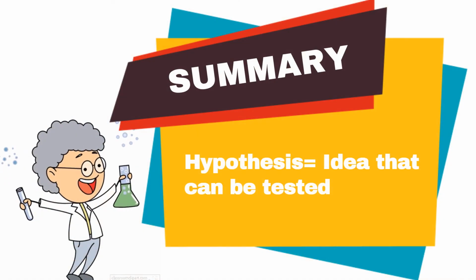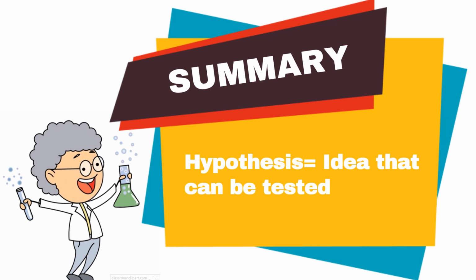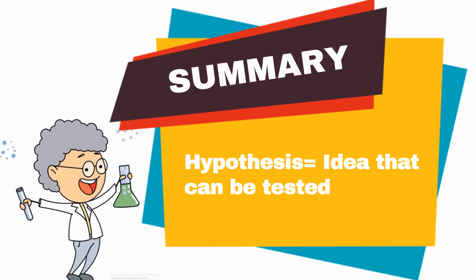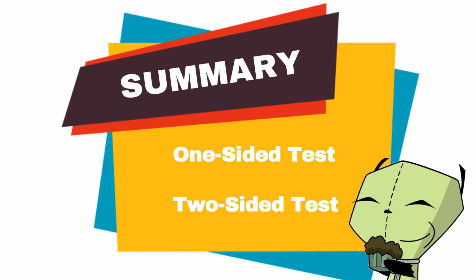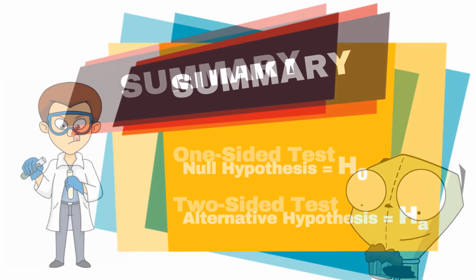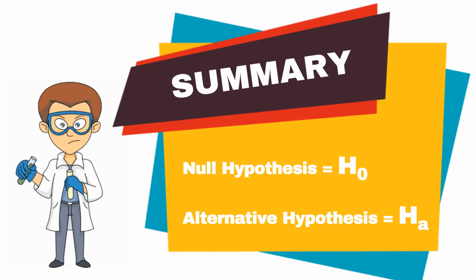Now we have learned about hypothesis, which is an idea that can be tested. In conclusion, there are one-sided tests and two-sided tests in hypothesis testing. There are also two types of hypothesis, which are the null hypothesis and the alternative hypothesis.